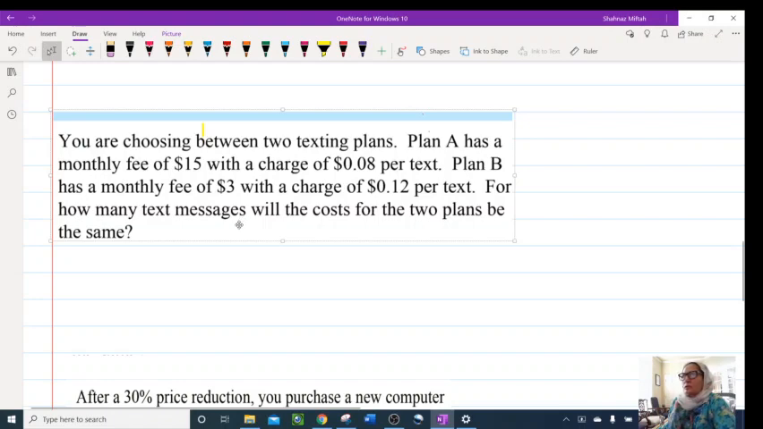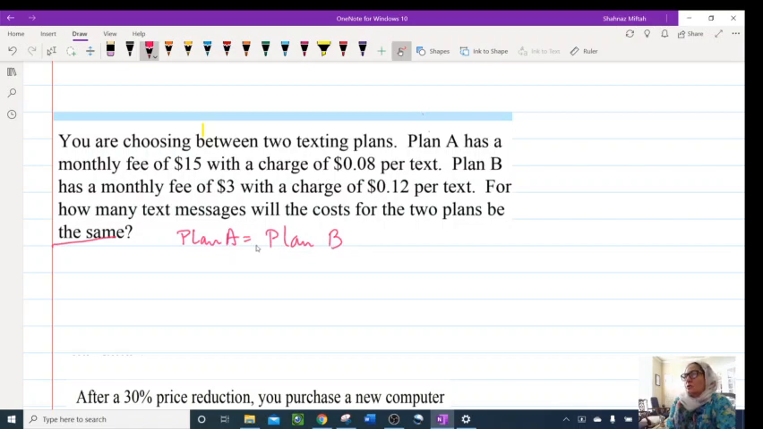I'm going to read it and start with what they're asking me. Plan A has a monthly fee of $15 with a charge of 0.08 per text. Plan B has a monthly fee of $3 with a charge of 0.12 per text. For how many text messages will the cost for the two plans be the same? Do you see the magic word up here? The magic word is the same. The plan A cost is equal to the plan B cost. That's what it means. So let's write down plan A is equal to plan B.